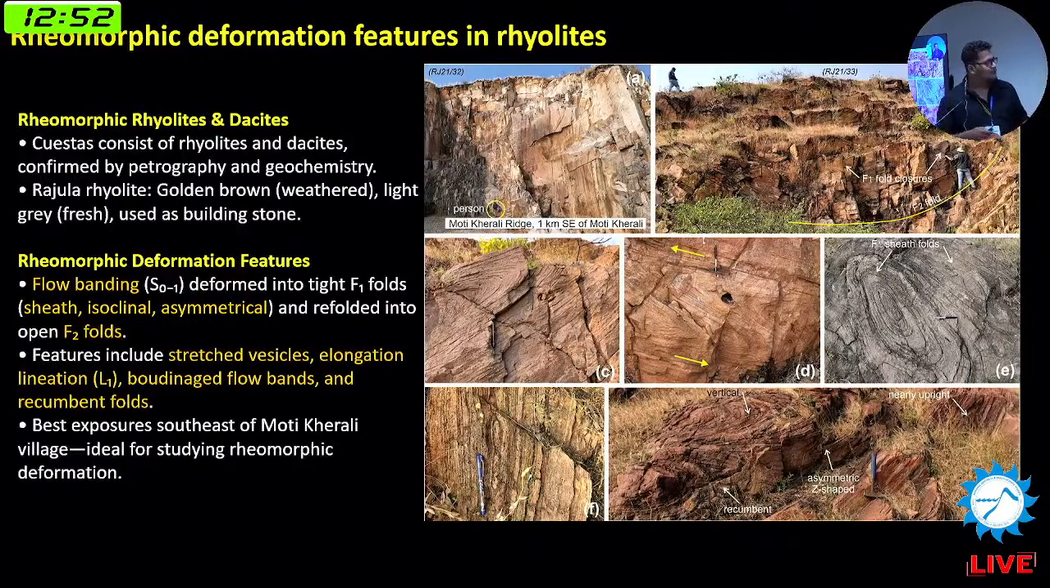Now, these flow bands over here are deformed, or they preserve folds of rheomorphic deformation. Practically, we get all the features that one would expect in a ductile shear zone, from intrafolial folds to isoclinal folds to sheet geometry, recumbent folds, and all these F1 generation folds are again refolded into folds of F2 geometry.